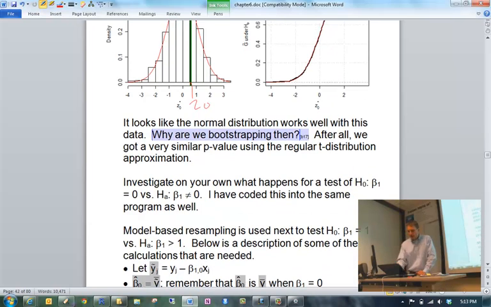On your own, you can investigate how to do the test for beta 1 equal to 0 versus beta 1 not equal to 0. It wouldn't be of interest in this case, but if you did want to do it, I actually show you the code in my program.